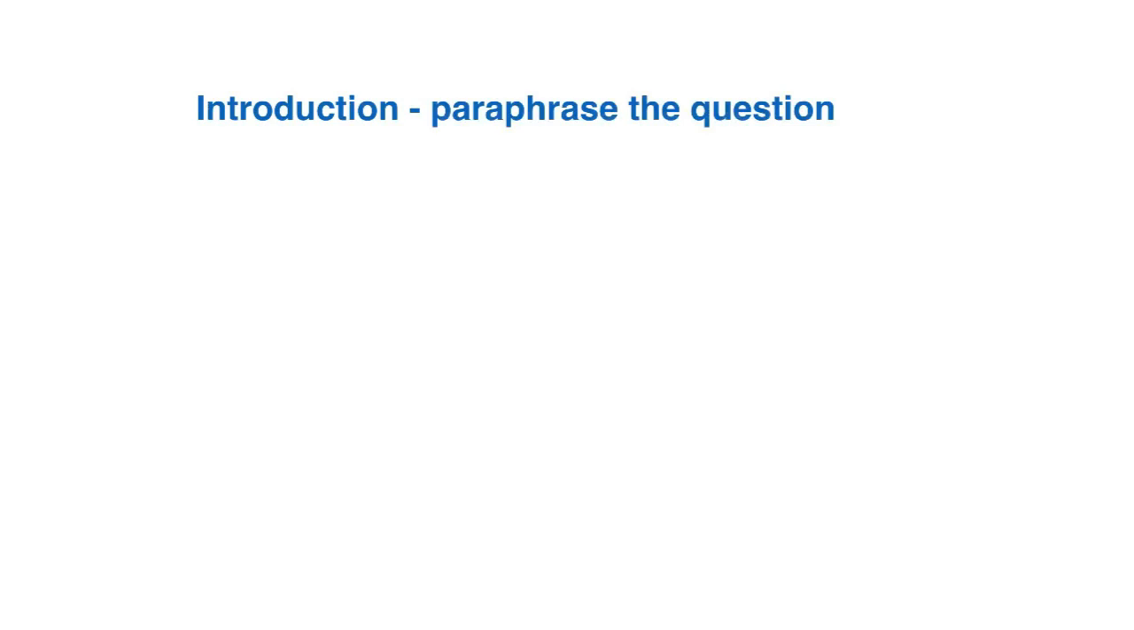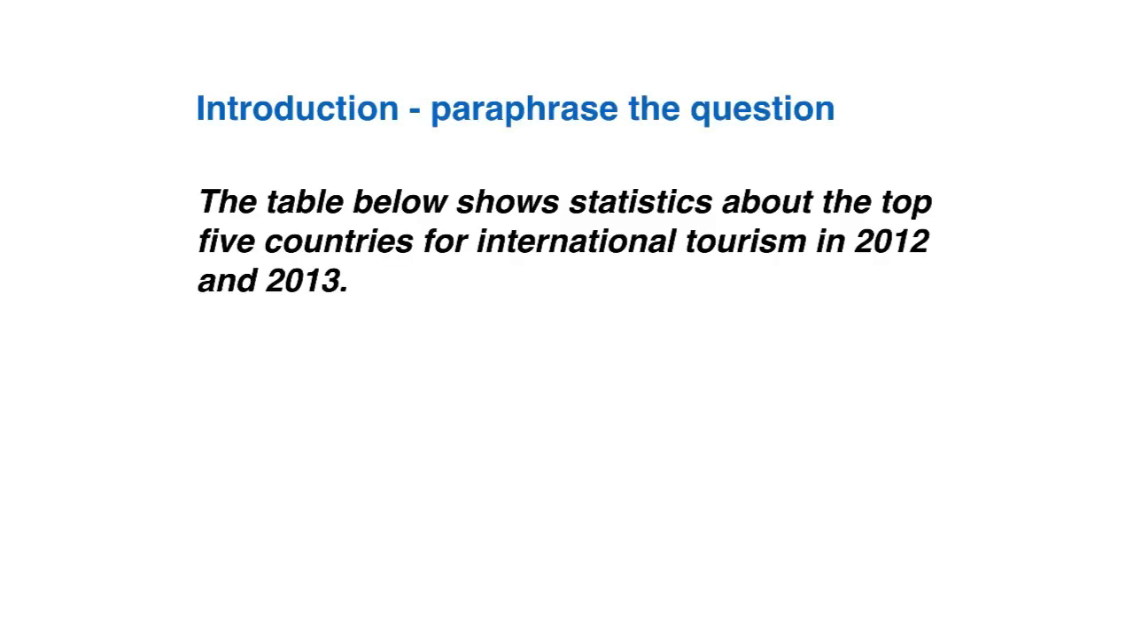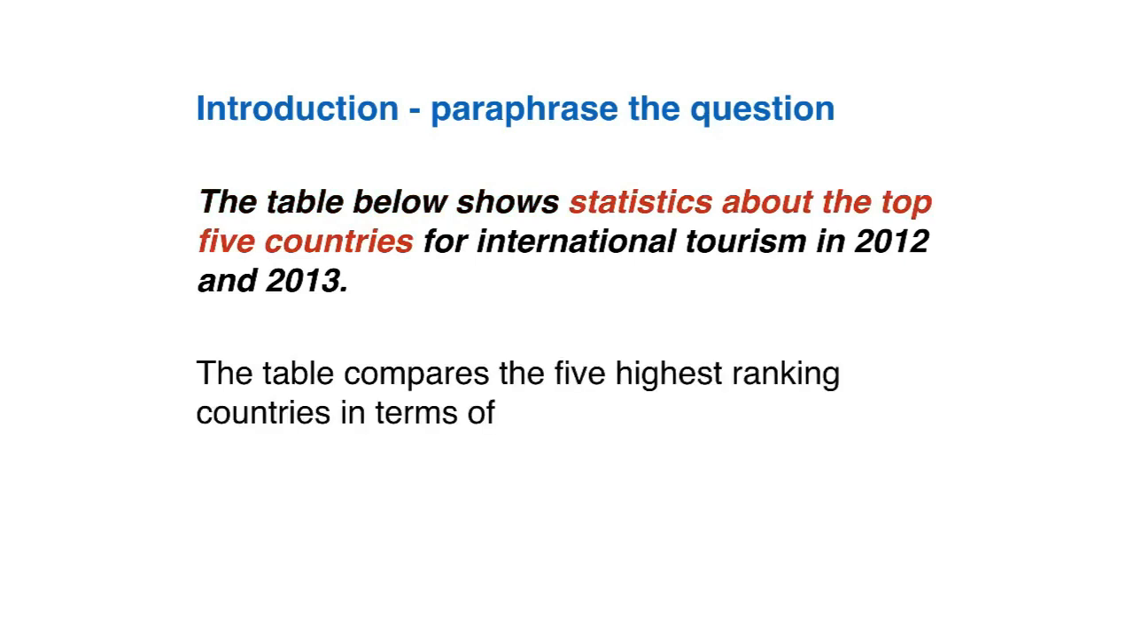Just change some of the words in the question where you can. Here's the question again. The table below shows statistics about the top 5 countries for international tourism in 2012 and 2013. And we'll go through this question section by section, changing some of the words. Starting with the table below shows. I've changed that to the table compares. Then statistics about the top 5 countries. The 5 highest ranking countries in terms of.